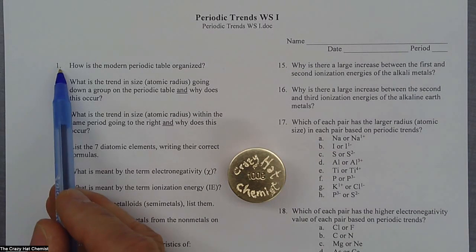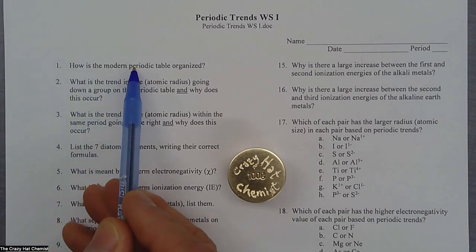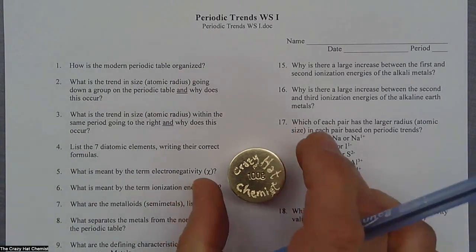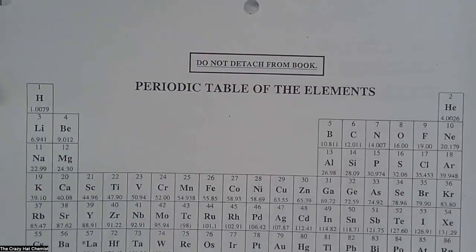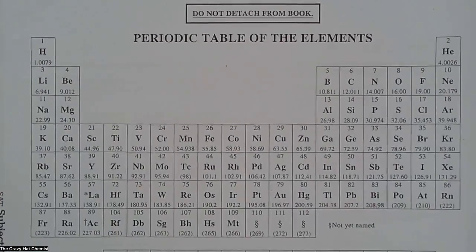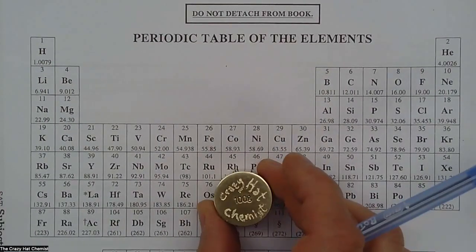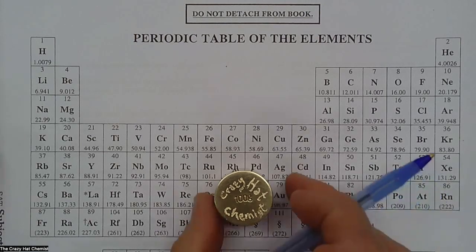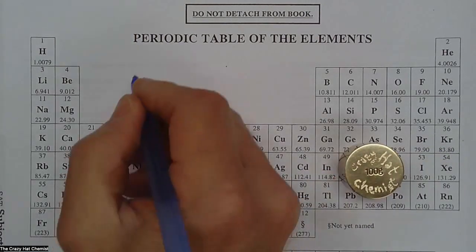So question number one is, how is the modern periodic table organized? So again, we're going to flip over to the periodic table, and we're going to see if we can answer this question right here. So here is our modern periodic table. And so the primary level of organization of the periodic table is according to atomic number, and that is the number of protons.